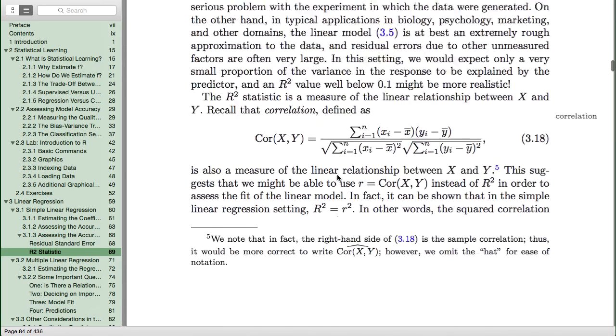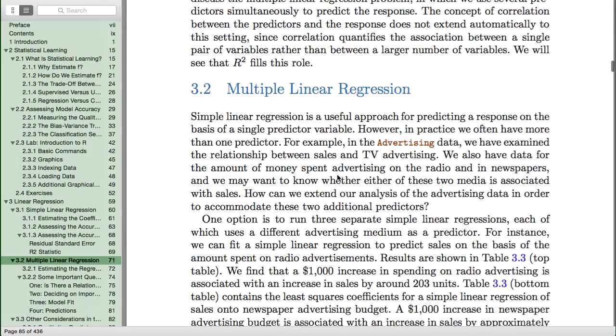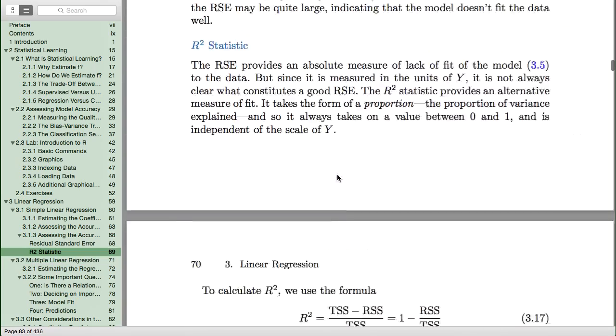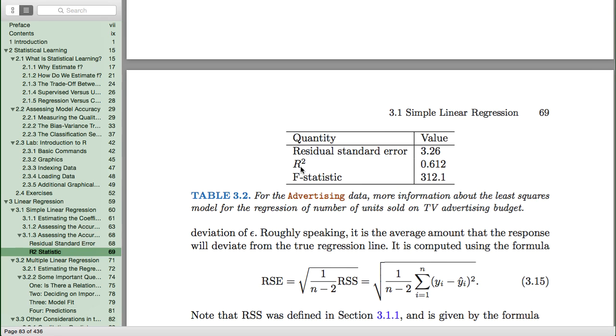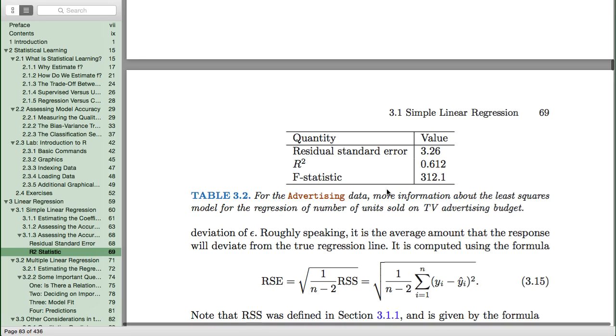The same thing is true of the F statistic. We'll find, where did the F statistic go? Somewhere, oh yeah, right here we see the F statistic. We can glean the F statistic from these pieces of information also. And we'll talk more about the F statistic later. The F statistic will become more relevant in multiple linear regression.